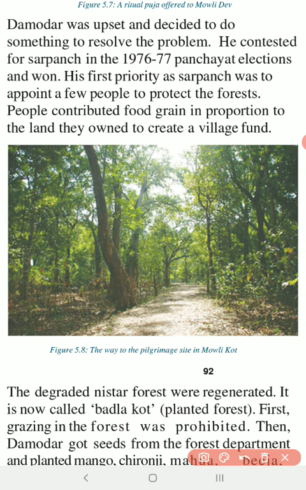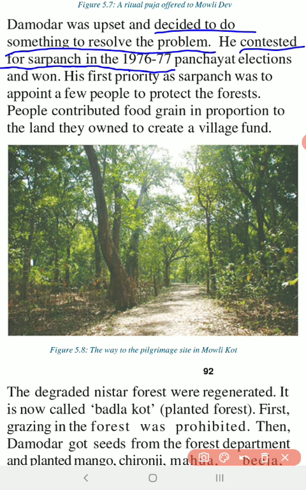So what did he do? He decided to do something to resolve the problem of barren land and the destruction of the forest. He contested the election for Sarpanch in the year 1976-77. Then what happened? He won the election, fortunately.